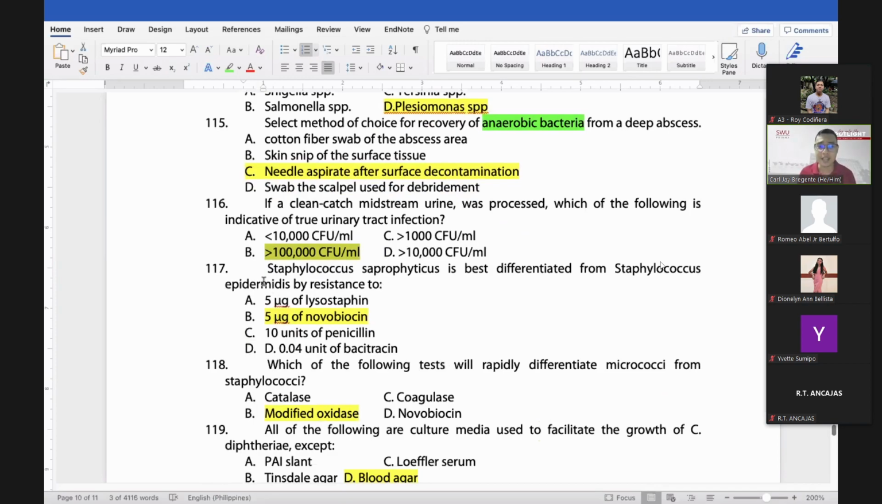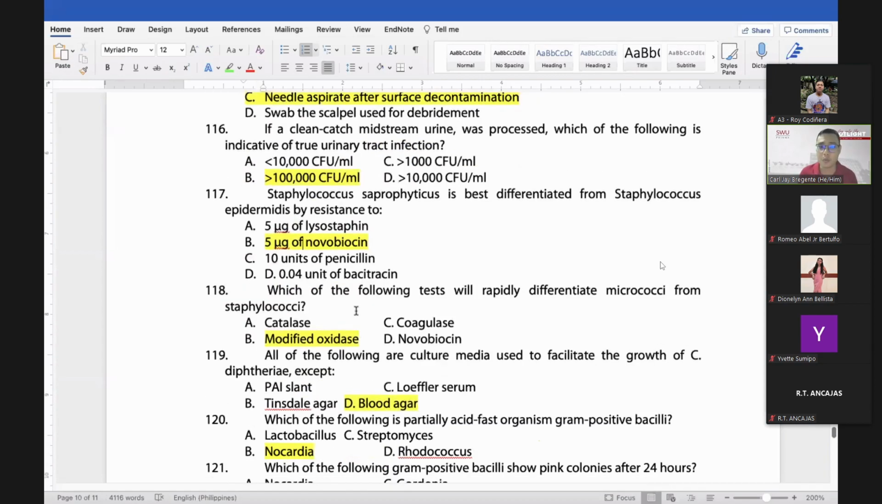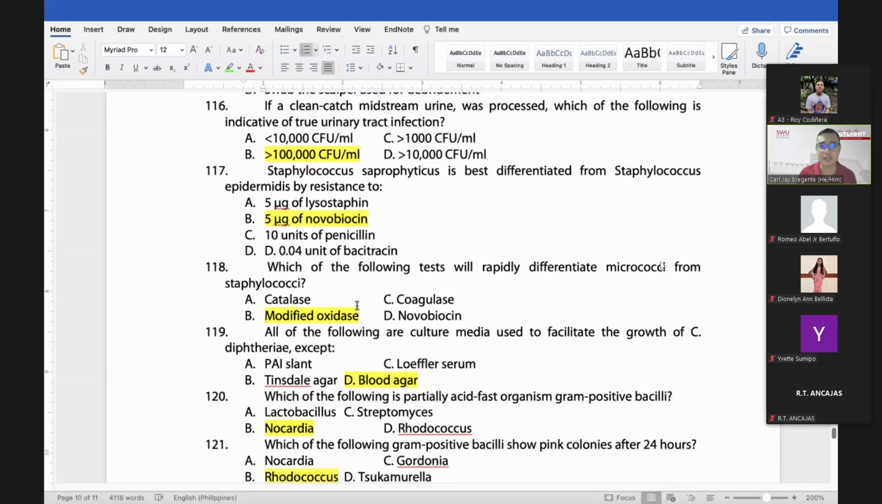So number 17, Staphylococcus saprophyticus is differentiated from Staphylococcus epidermidis with the use of, again, novobiocin antibiotics. So in order to differentiate the two, you will use novobiocin testing. Staph epidermidis is sensitive, Staph saprophyticus is resistant. Which of the following tests will rapidly differentiate micrococci from staphylococci? So the answer is modified oxidase, since both of them will be catalase positive.